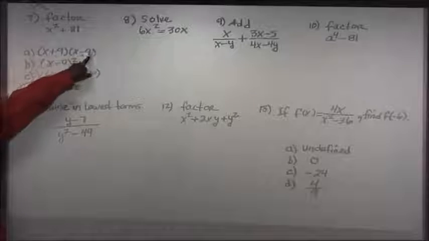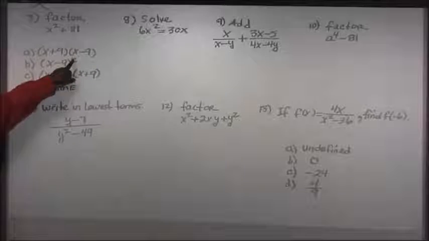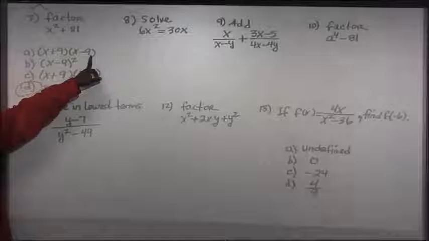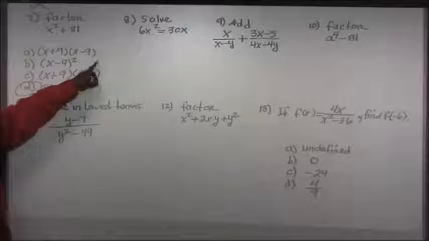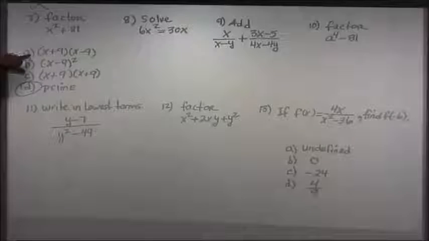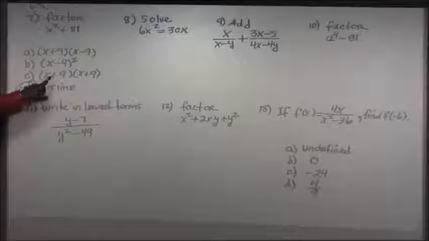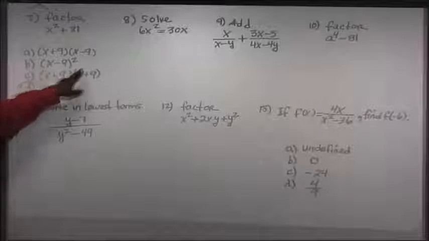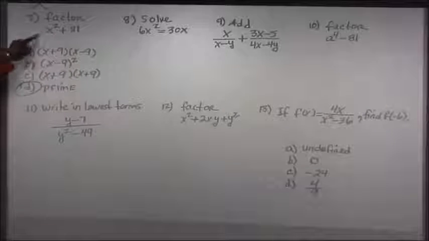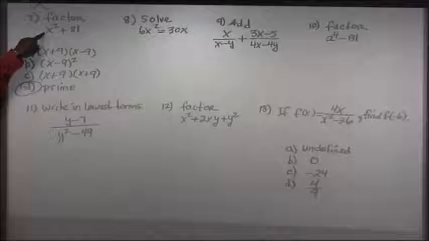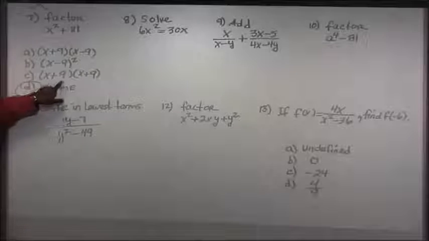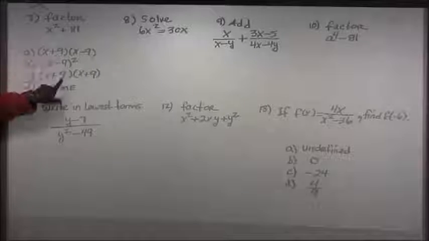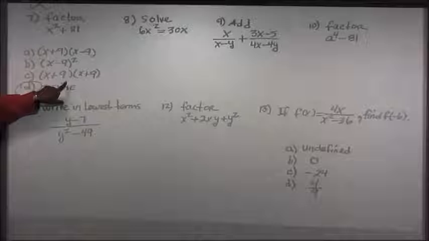If we FOIL this, by looking at it, we should see that we get x squared, and then we should get a negative 81. But we don't have that, so we know that A wouldn't be our answer. Do you see that? Then we have 2 of the same thing here, x minus 9 all squared. Write them right next to each other and FOIL them, and we'll see that we don't get this. Again, FOIL this, you won't get this. That makes sense? You'll get a middle term. You'll get 18x in the middle.